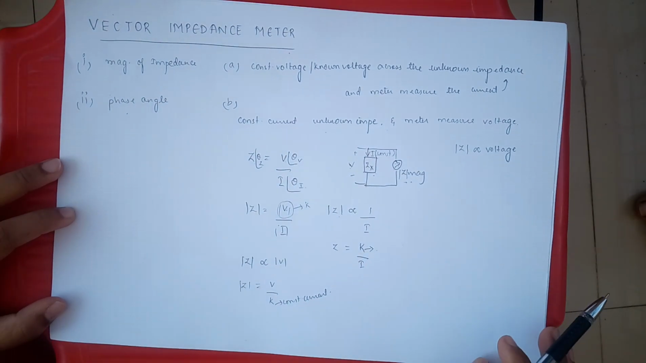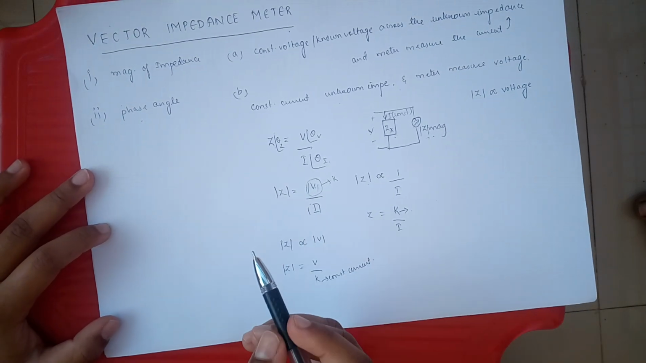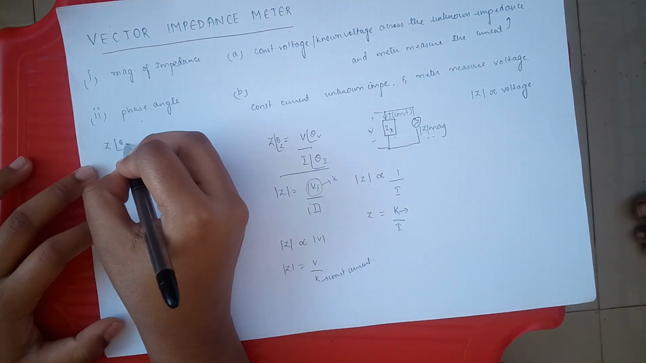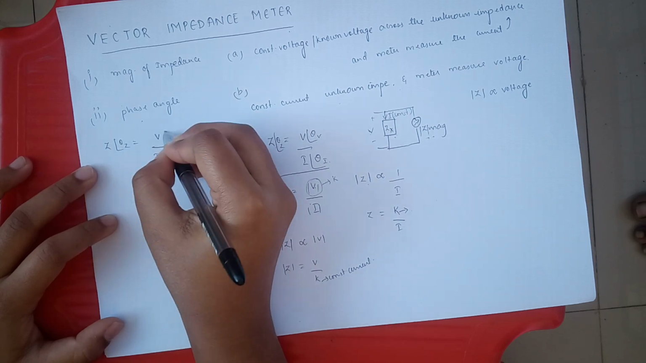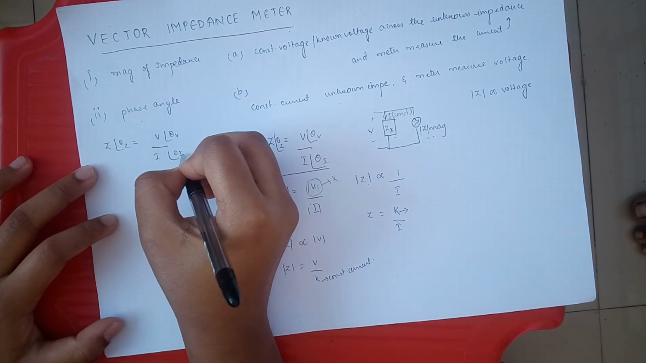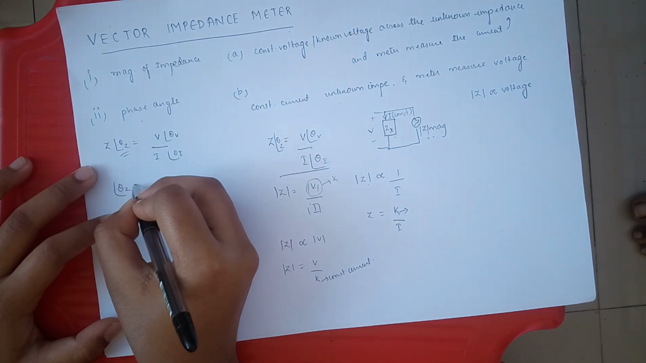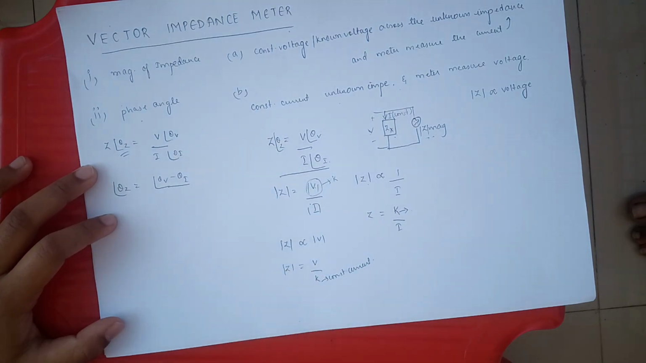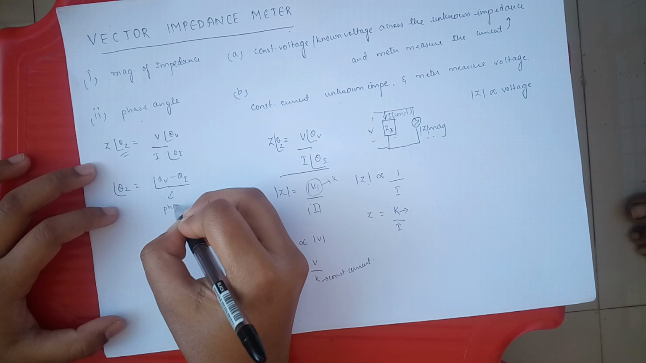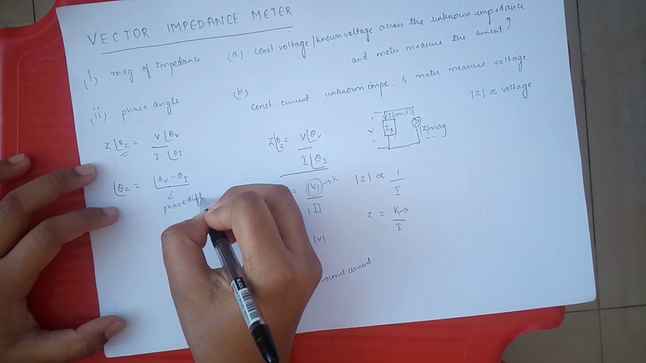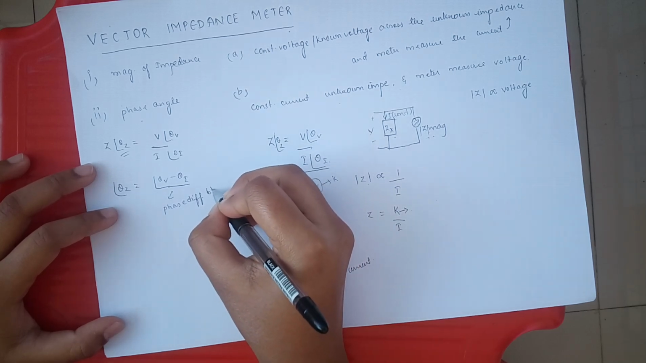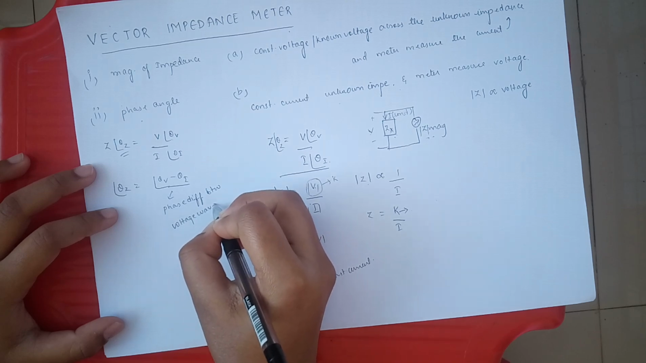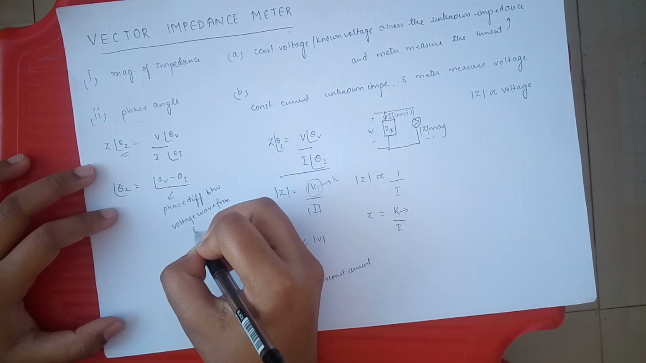Next is to measure the phase angle. Now, from this formula, if you observe, if I want the phase, it's nothing but theta V minus theta I. This is the phase difference between voltage waveform and current waveform.